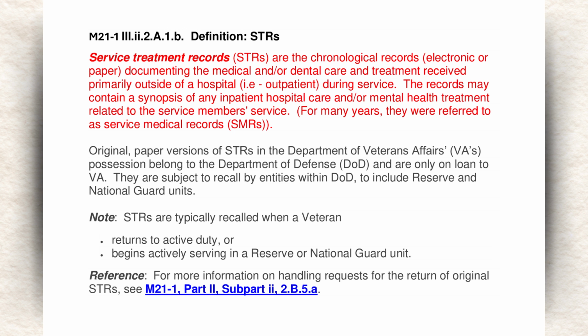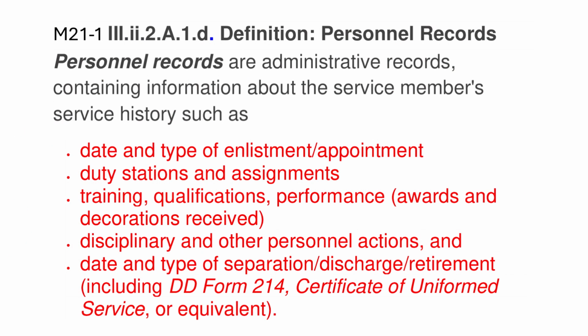Moving right along. Slide number 3, okay? Definition of personnel records. Personnel records are administrative records containing information about the service member's service history, such as date and type of enlistment, appointment, duty station and assignments, training qualifications, performance, awards, disciplinary or other personnel actions, and date and type of separation, the DD-214.